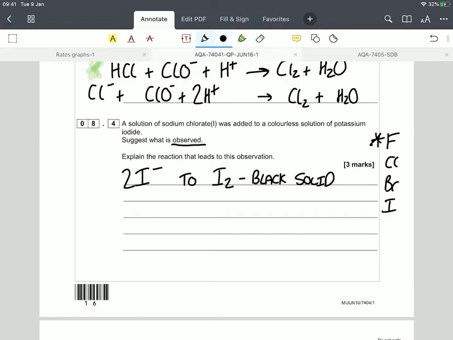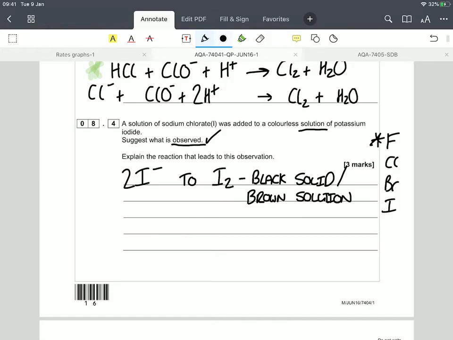Okay? You could get away with, for the same mark, a brown solution, because iodine, when it's dissolved in water, and there is water around because we started with a solution of KI, is brown when it's in solution. Either of those will get you the same mark. So that's your observation mark.